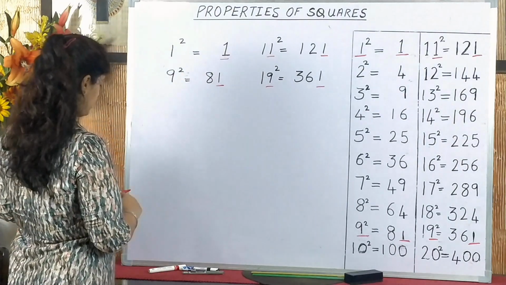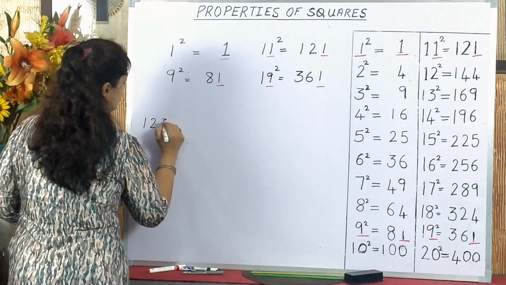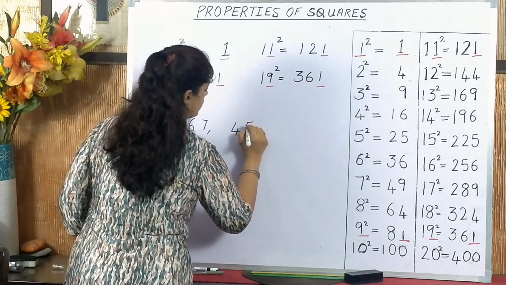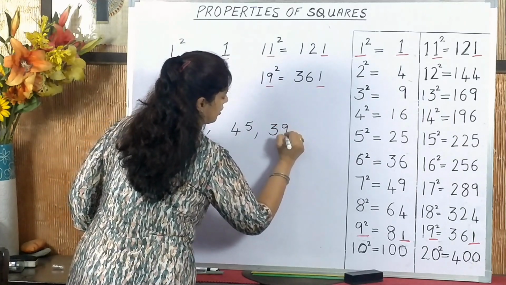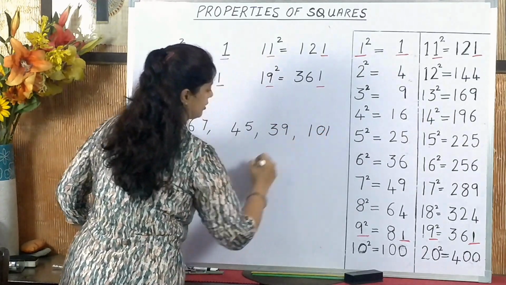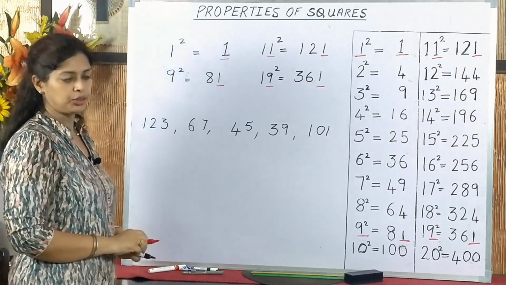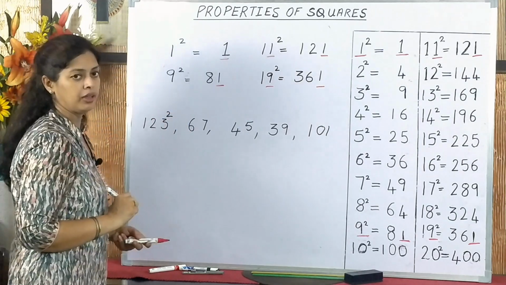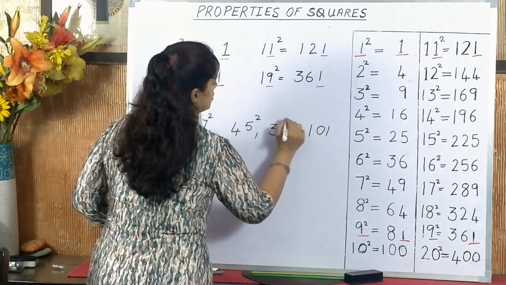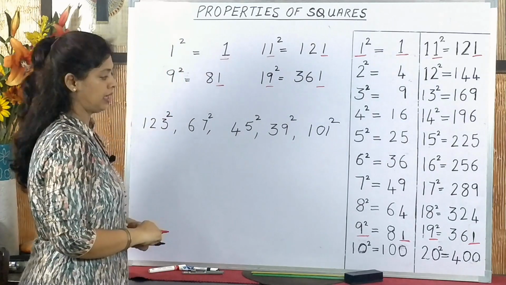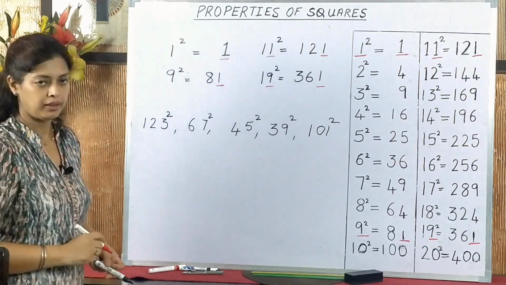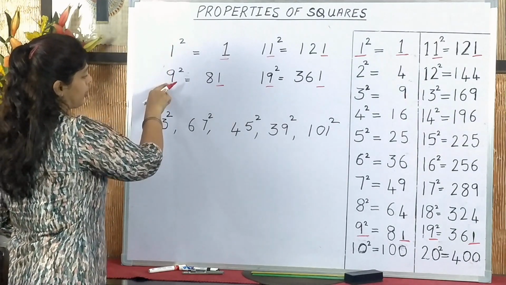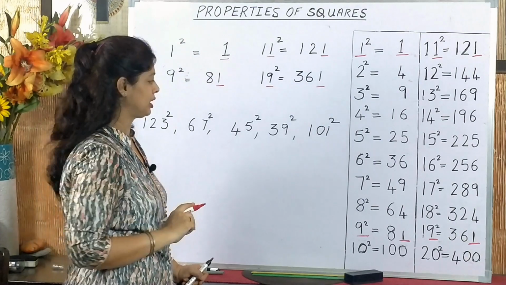So if you are given the numbers such as 123, 67, 45, 39 and 101, and you are asked to identify the squares of which of these numbers would have a 1 in their units place. So just by looking at the last digit, we can say which of the squares will have a 1. We know that if the original number ends in 1 or 9, the squares will have a 1 in the units place.